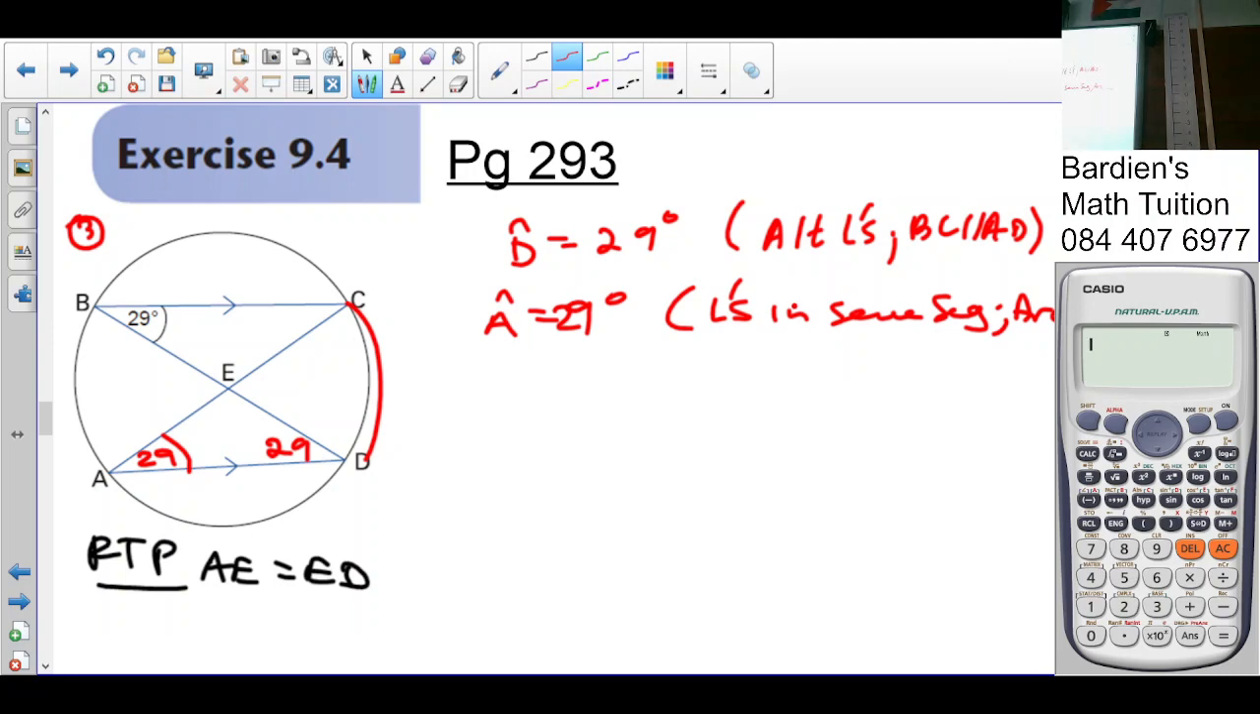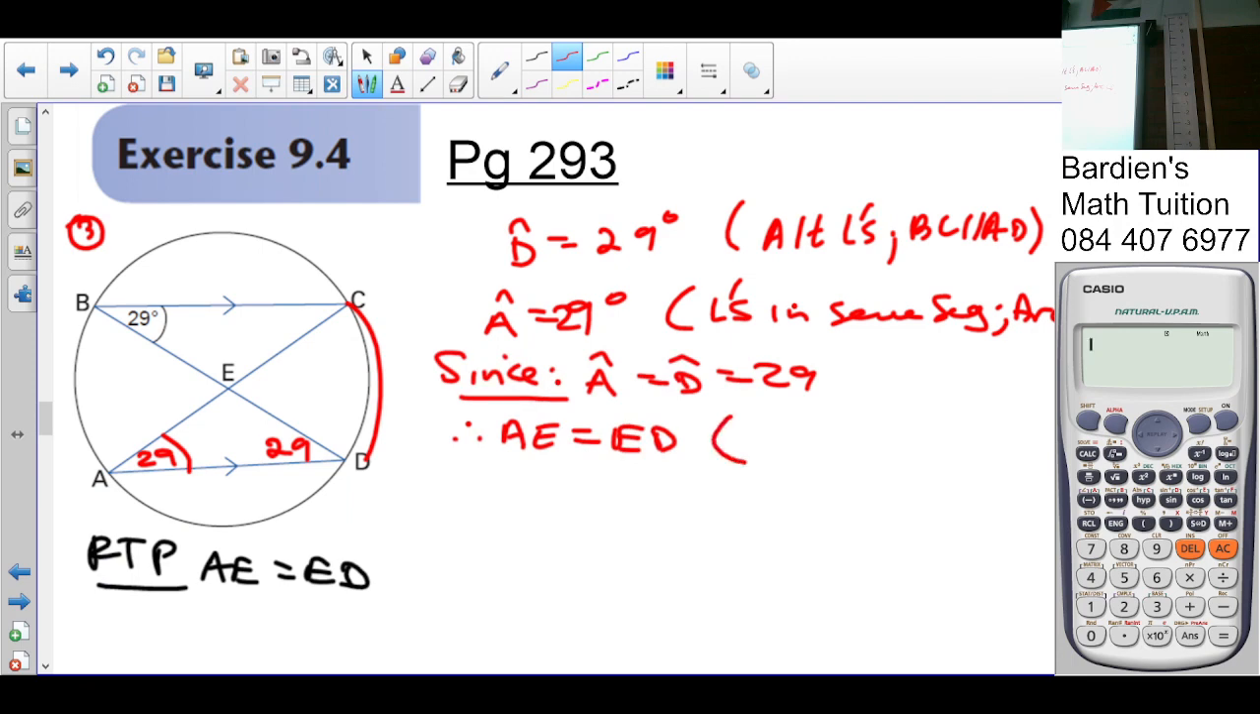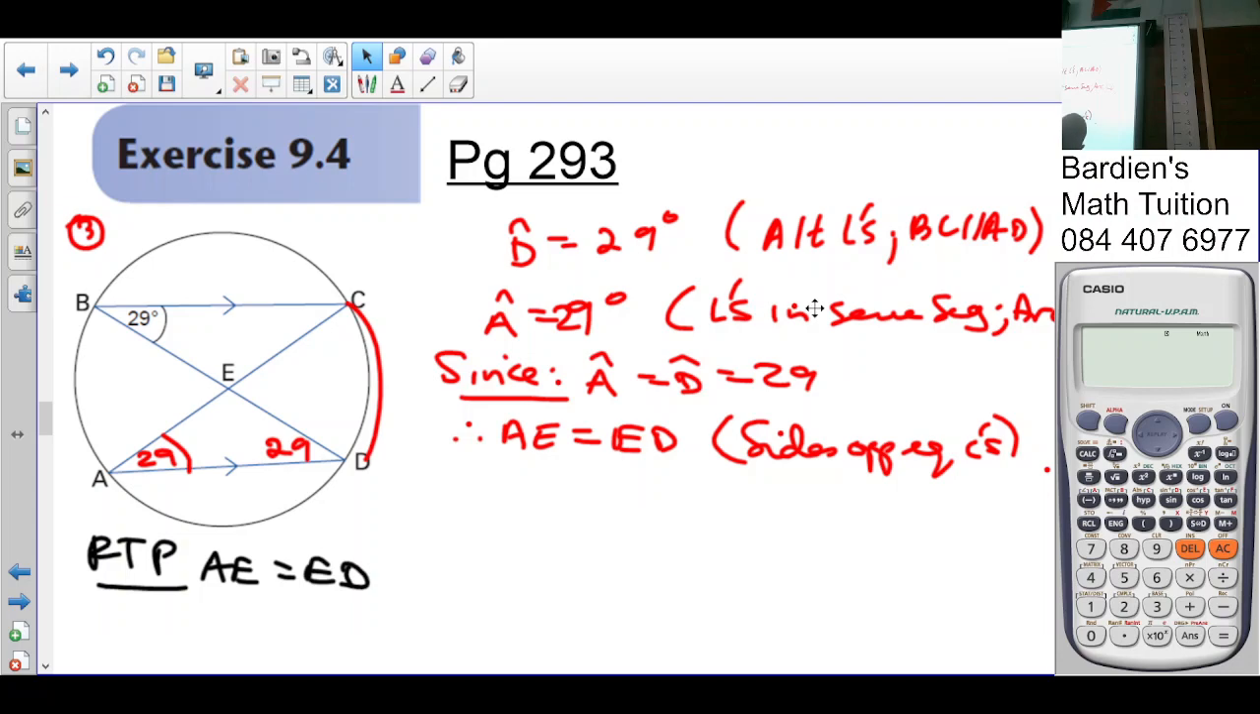So now we state the obvious. We say since angle A is equal to angle D, which is equal to 29, therefore AE is equal to ED. Why? Because it's sides opposite equal angles. Something like this is worth 2, 3, 4 marks. Okay, could even be 5. But I'll just show you how easy it is to attain these marks. Okay.